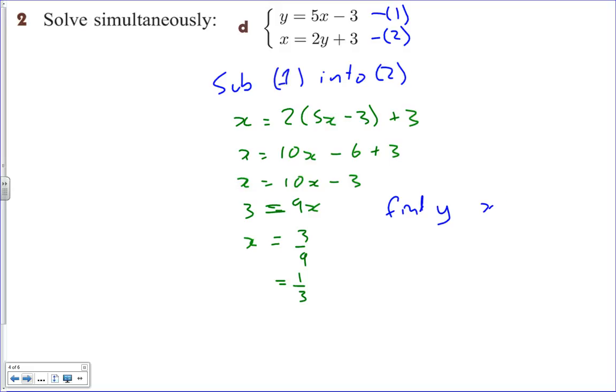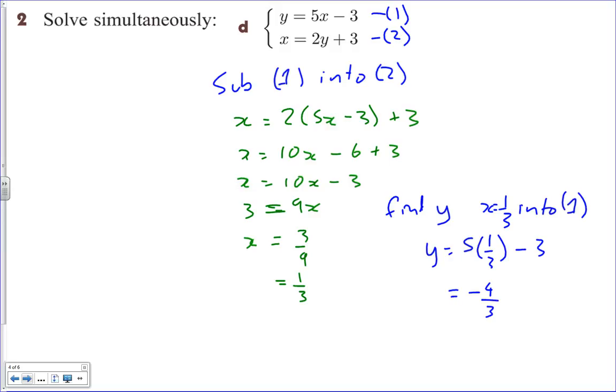So find y. Sub x equals 1/3 into 1. So y equals 5 times 1/3 take 3, which is 5 over 3 take 3. Let's say it's 5 over 3 take 9 over 3. So 5 take 9 is going to give me negative 4, so negative 4/3, or negative 1 1/3.